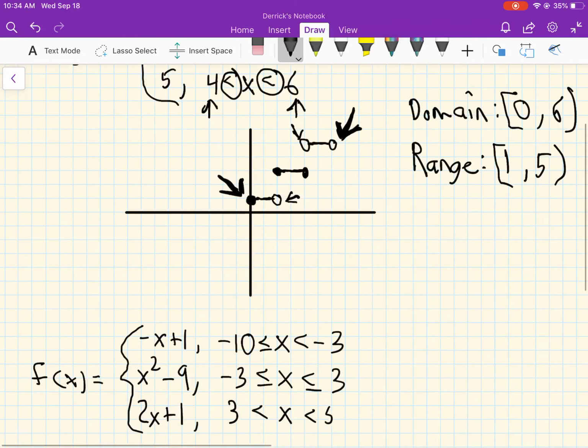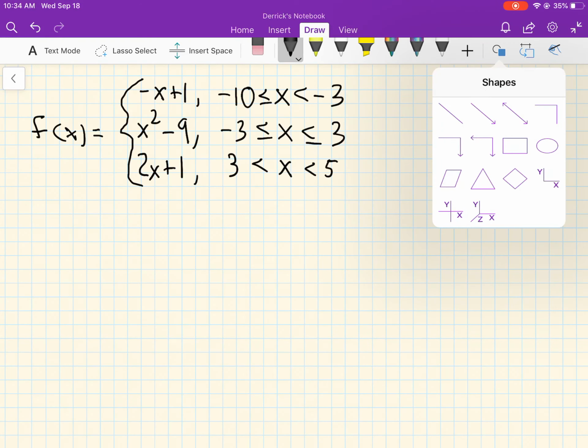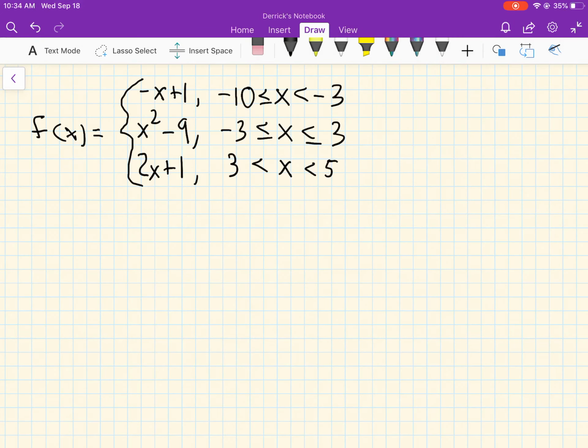All right. Now we've got one that's a little bit more involved. This one, again, is 3 pieces, just like we did before. But as you can see, these are legitimate functions, so we're really going to have to actually use our xy table to figure out what we're doing with this. Okay? So, let's get ourselves a graph set up here.